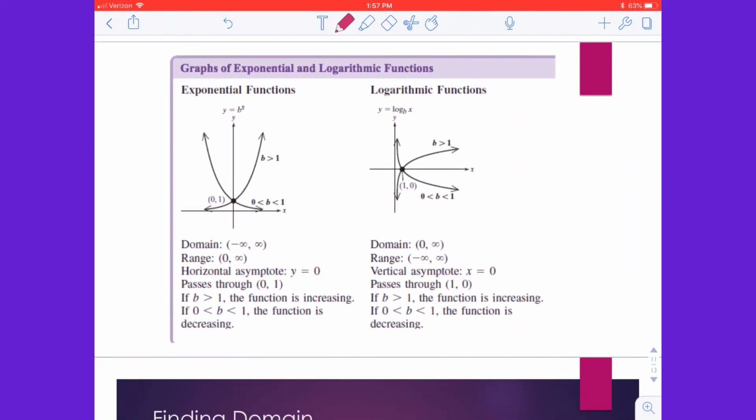Looking at graphs of exponential and logarithmic functions, again, we can notice a lot of similarity. If you look at the exponential function and then you imagine tilting it 90 degrees to the right, then you would get the logarithmic function. So it just appears very, very similar. And again, this makes sense because these are inverse functions of one another.